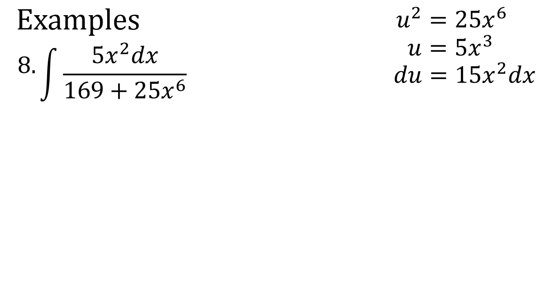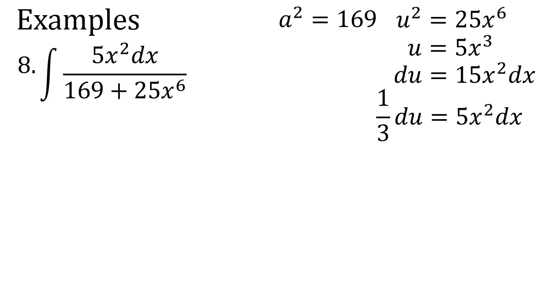But in our given, we have 5x squared dx. So again, I know you know what to do. We're going to divide both sides by 3 or multiply both sides by 1/3. So we're going to have 1/3 du equals 5x squared dx. Now we have 5x squared dx, same with the given. So our a squared is equal to 169 and a is equal to 13.